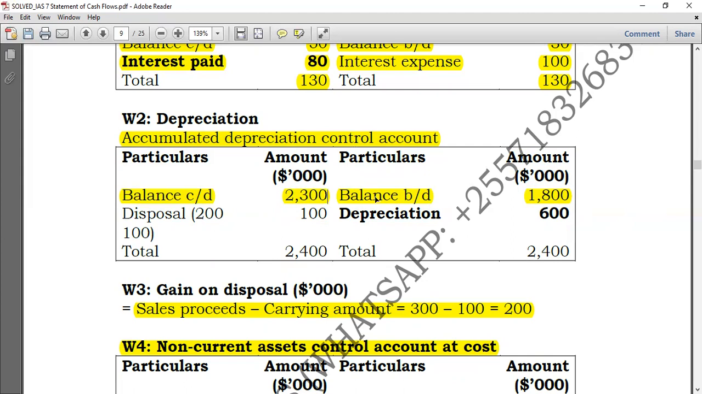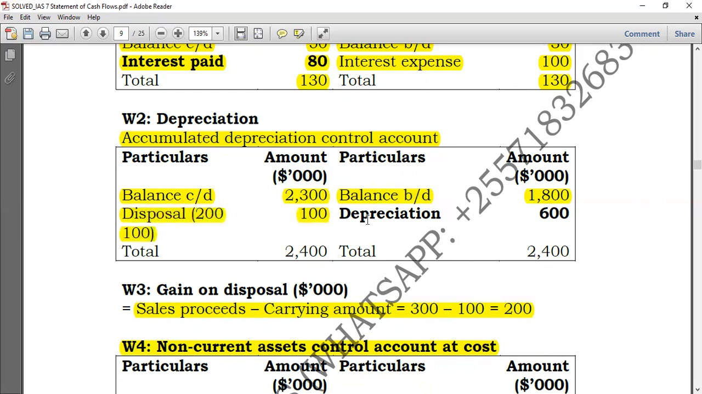If depreciation occurs, it increases the accumulation, so it stays on the credit. If you dispose something, you remove it, right? We are told that I disposed this item with a carrying amount of 100 and it had a cost of 200. So if something was bought at 200 and it now has only 100, that means it has depreciated by the difference, that is 200 minus 100. So to dispose the carrying amount, I say 200 minus 100, which is 100 here.